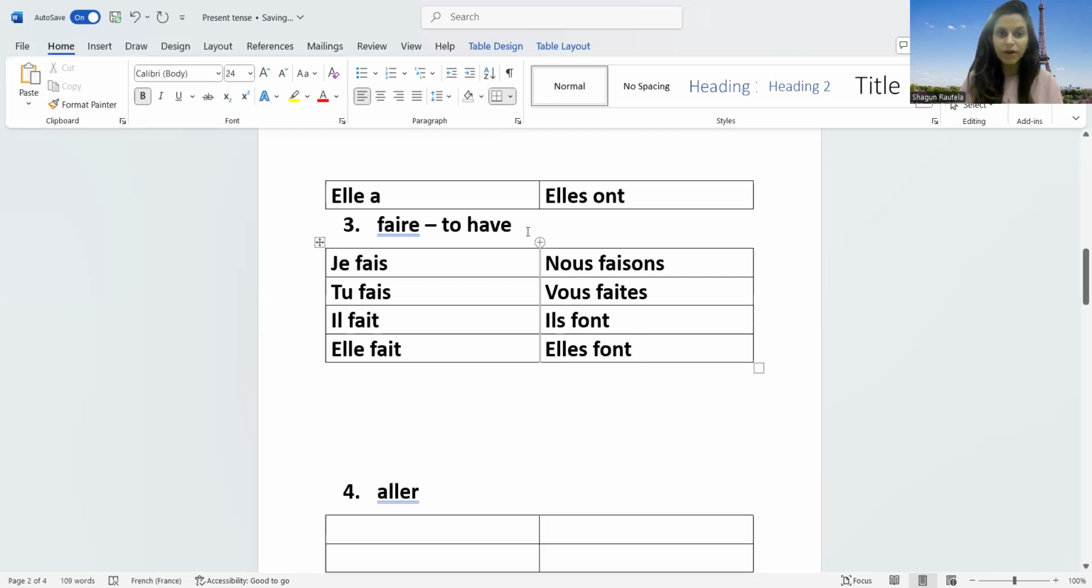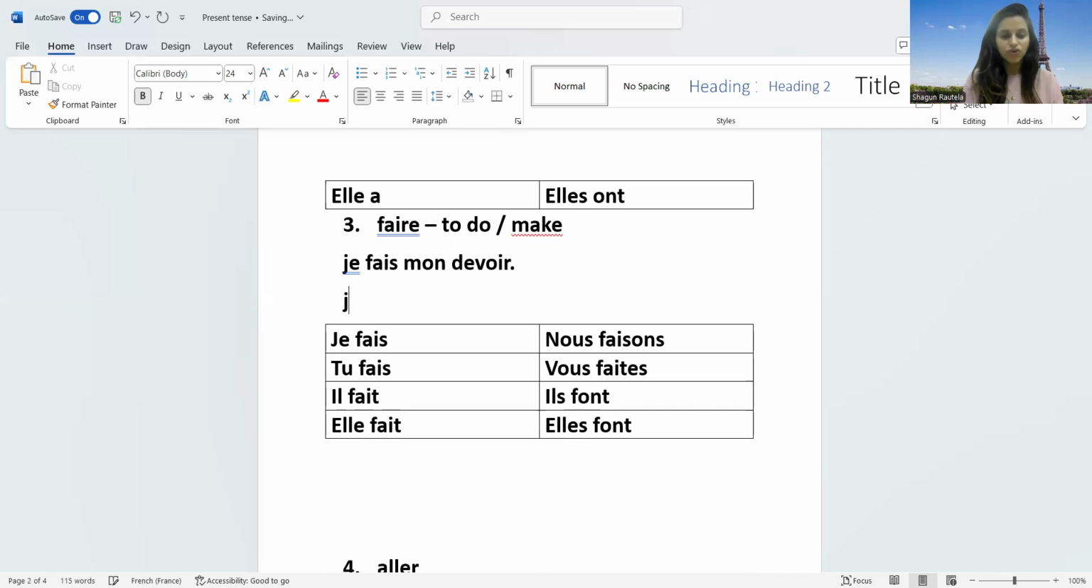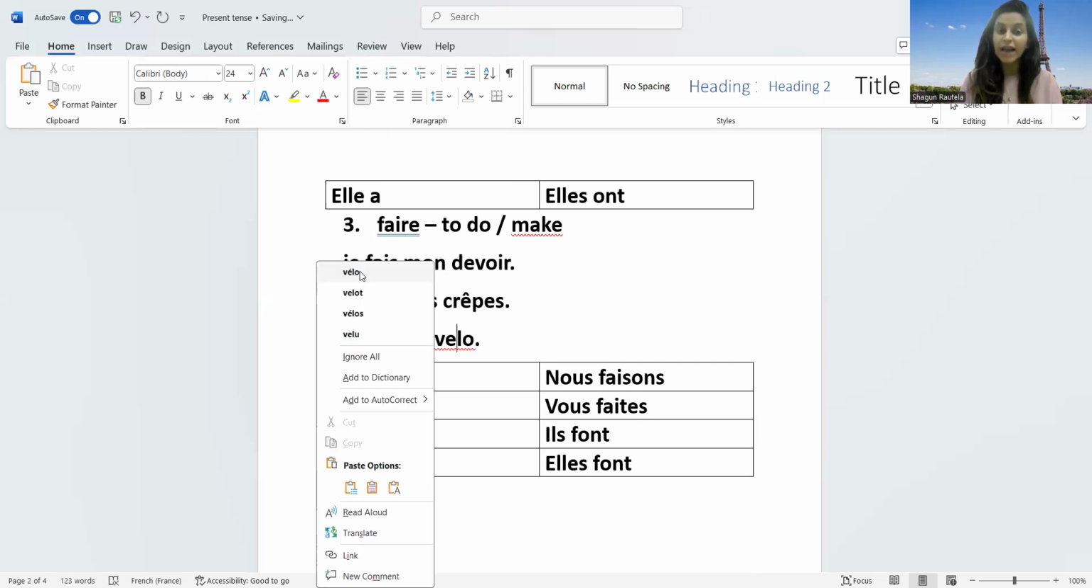Now, where do we use the verb faire? We use it for doing or making. For example, je fais mon devoir. I'm doing my homework. Je fais des crêpes. I'm making pancakes. So it can be used with do or make. We can also use faire with activities, the doing activities. Je fais du vélo. I'm doing cycling. So we can also use it with activities.